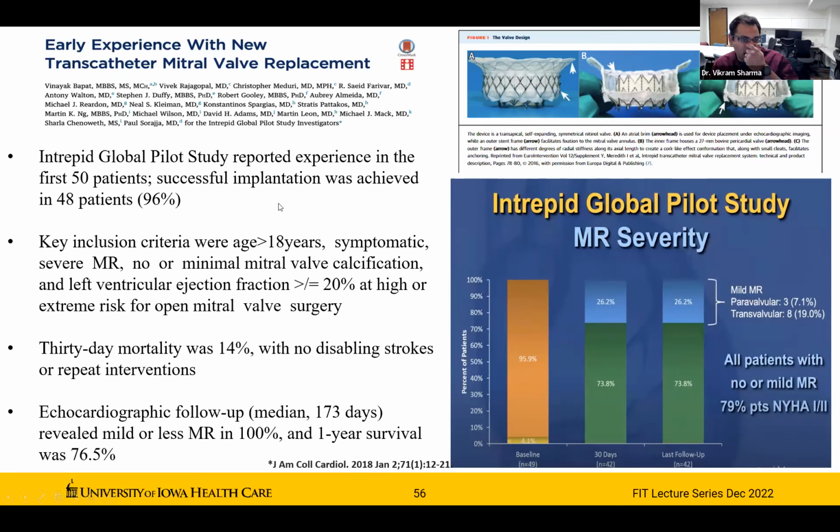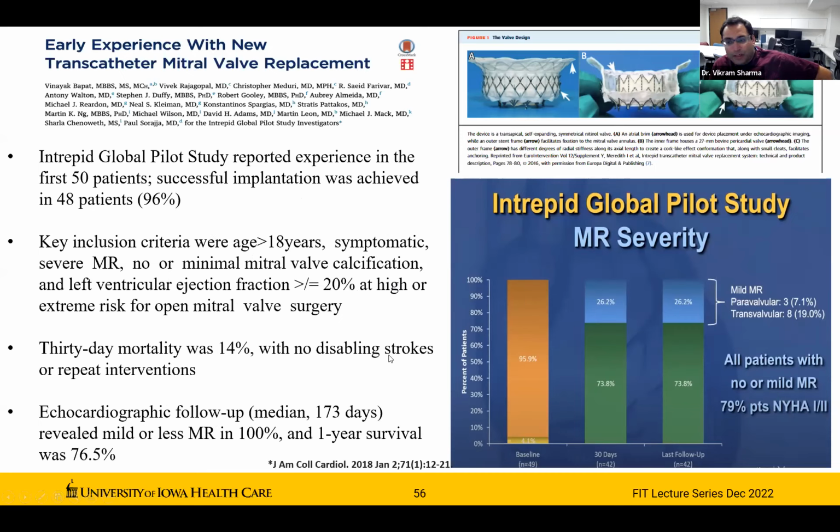In this study, experience from about 50 patients was shared. There was successful implantation in 96% of the patients. The key inclusion criteria were patients with symptomatic severe MR, who had no or minimal mitral valve calcification, who had LVEF more than 20%, and those were high or extreme risk for open mitral valve surgery.